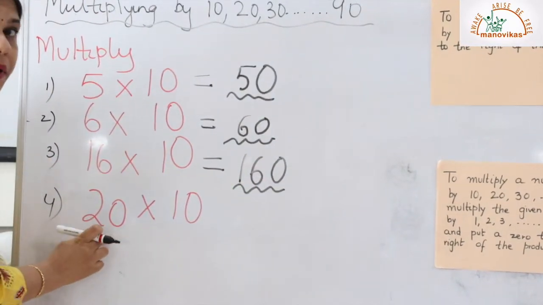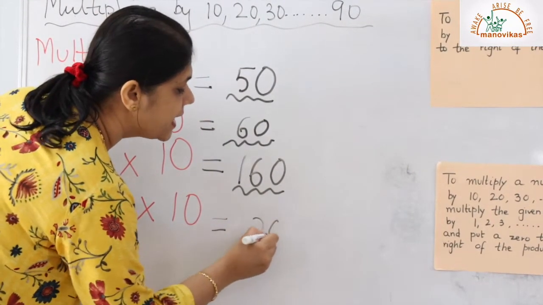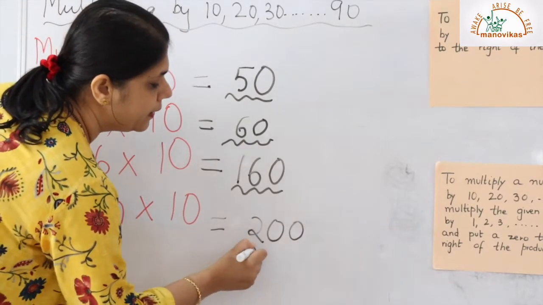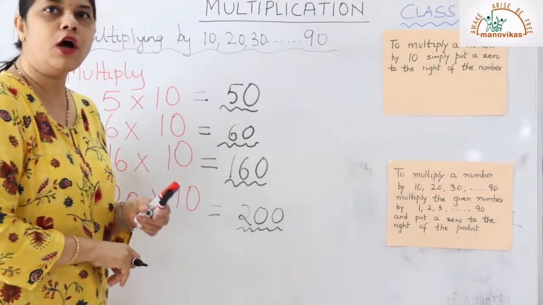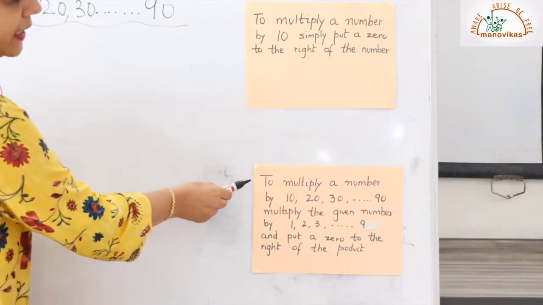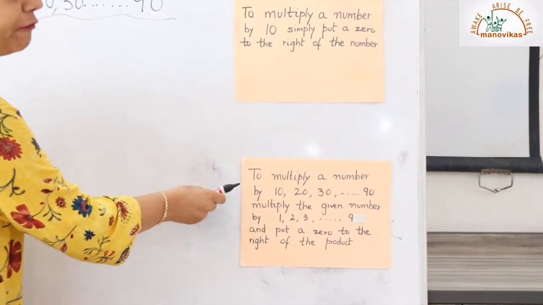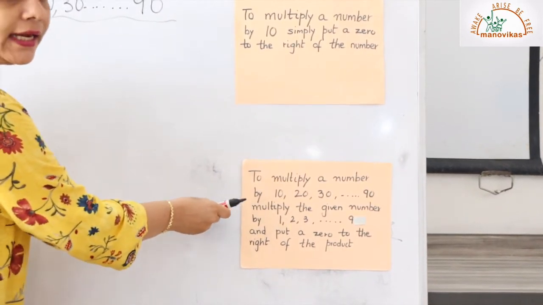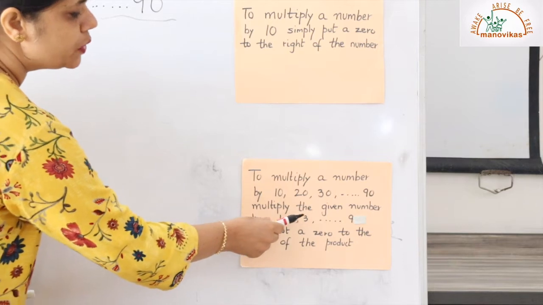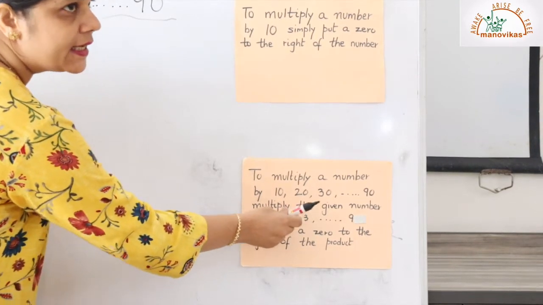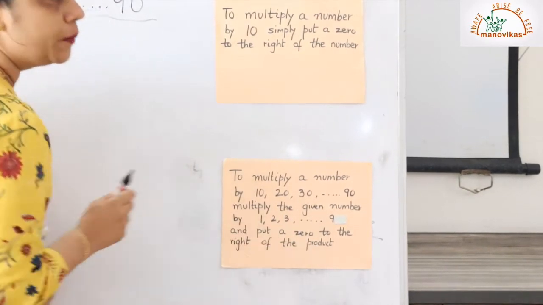Now next number here, what you need to multiply by 10 is 20. So write 20 as it is and just put one more 0 to the right of the number. So did you follow how to multiply by 10? Yes. To multiply a number by 10, 20, 30, 40, 50, 60, 70, 80 or 90, multiply the given number by 1, 2, 3, 4, 5, 6, 7, 8 or 9 and just put a 0 to the right of the product.